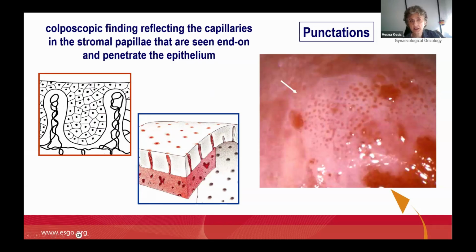Punctations. What are punctations? They are colposcopic findings reflecting capillaries in the stromal papilla that are seen end on. They penetrate the epithelium because they must feed, nourish the abnormal epithelium. You understand the process of normal metaplasia. In normal metaplasia, all the vessels would be diminished and situated after the metaplasia below the epithelium. Here, in abnormality, we need vessels, and in punctations, we see them as red spots on basically white area.